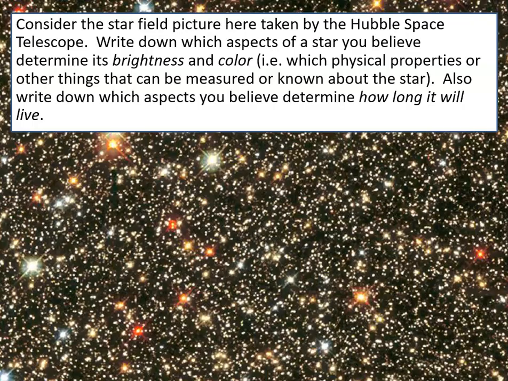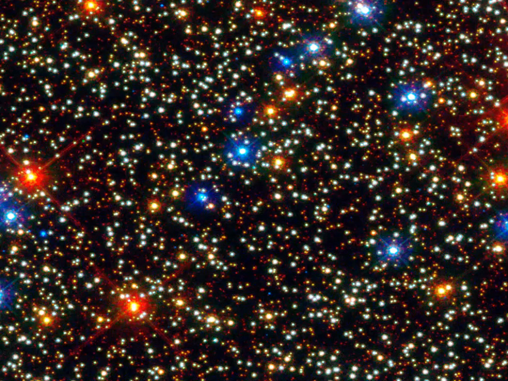its brightness and color. And here's another zoomed in part of the same star field taken with the Hubble Space Telescope. So again, pause the video and write down what you think are the aspects of a star that determine its brightness, color, and how long it has left to live.